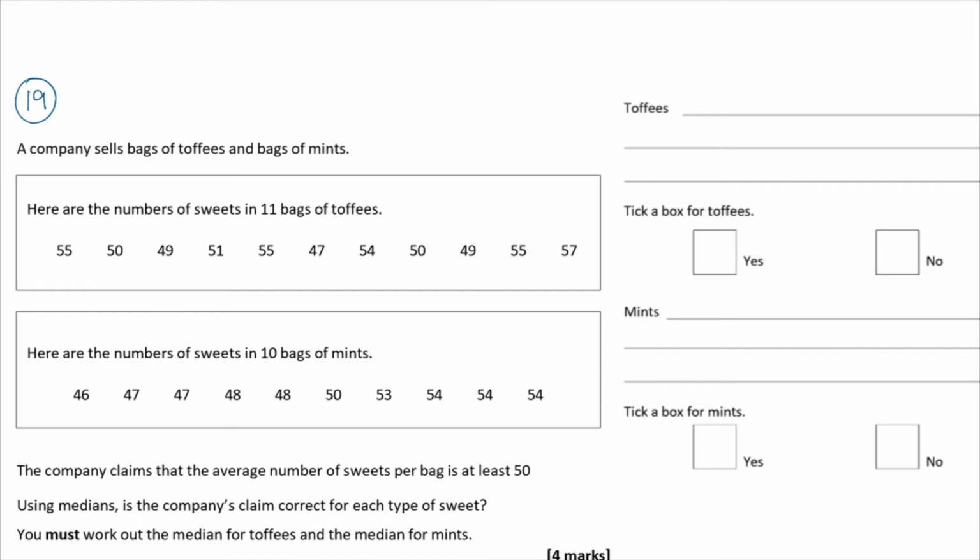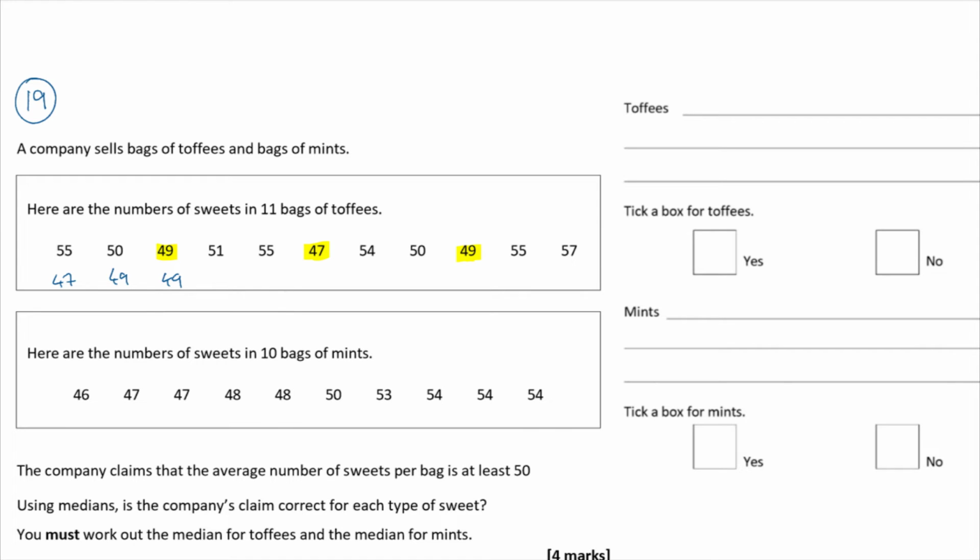Now the median is the middle value, but only after you've ranked them from smallest to biggest. So before you can do medians, you're going to have to rank them. Just scanning through the values for toffees, I can see that the smallest value is 47. So that's the one I'm going to start with on the left. Then I've got some 49s, 49 and 49. So I'm going to write those next.